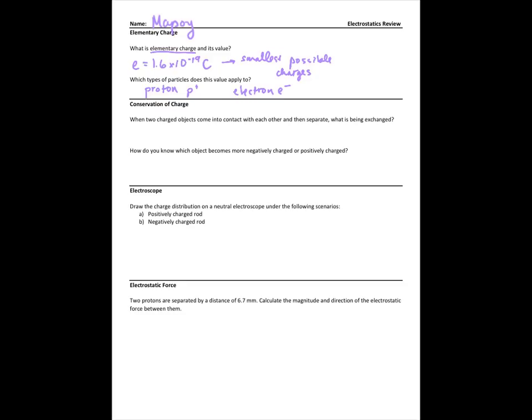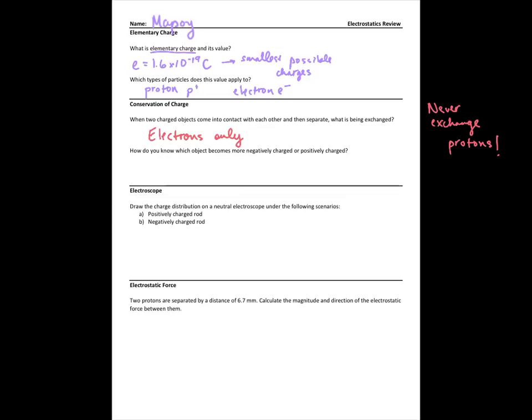Then we move on to conservation of charge. When two charged objects come into contact with each other and then separate, what is being exchanged? So when objects change charges, you can never transfer protons. Never protons. Why? Because protons are located in the nucleus. Alright? So if you try to remove a proton from the nucleus, you change the element. Never exchange protons. Alright? So that means the ones that are being exchanged are electrons only. So objects can only change their charge by adding or removing electrons from themselves, okay?